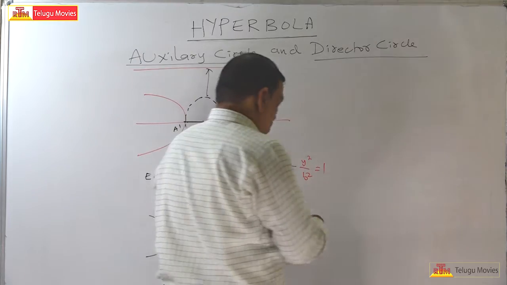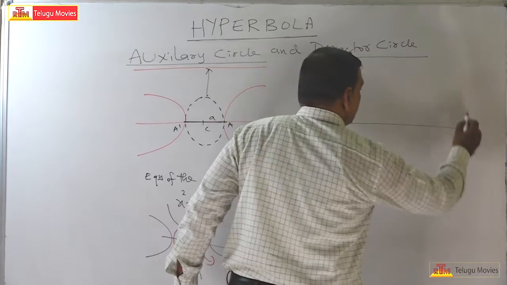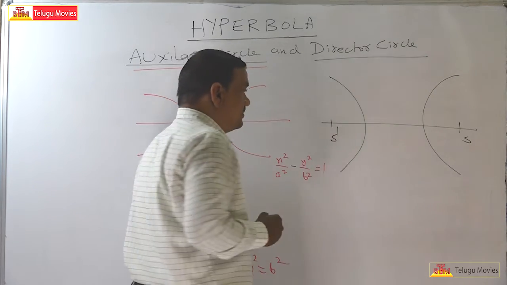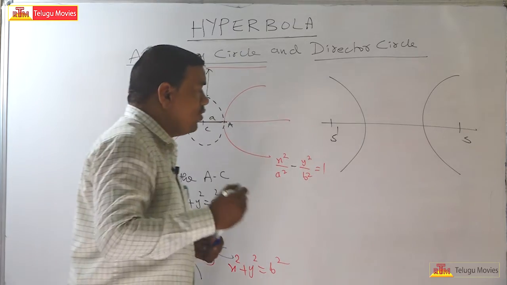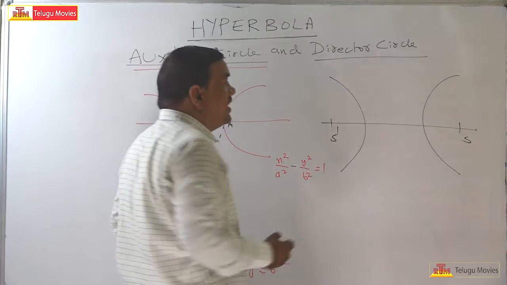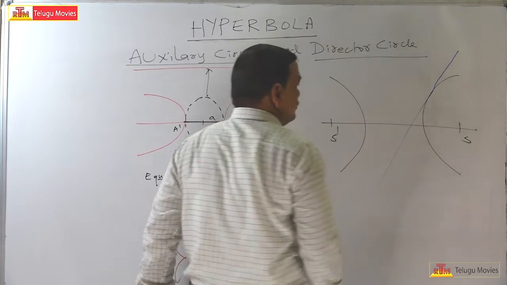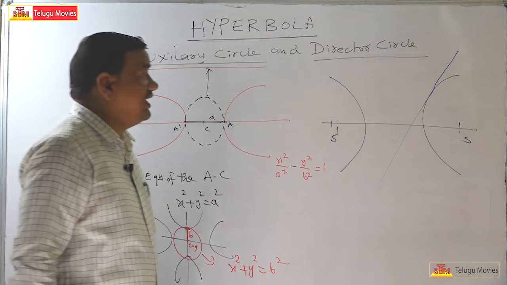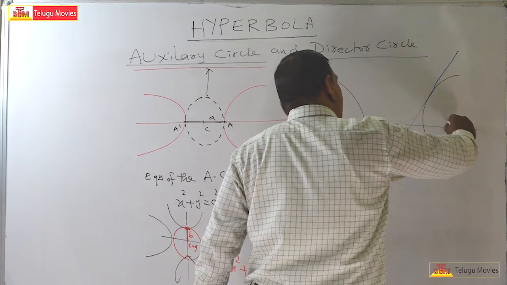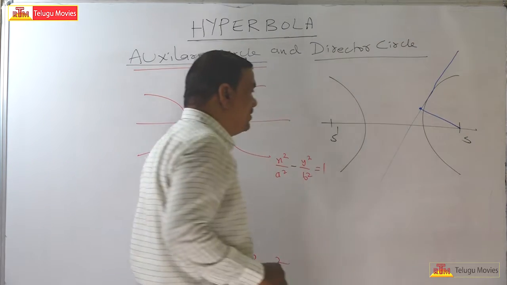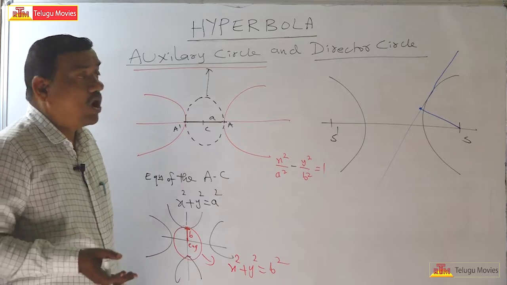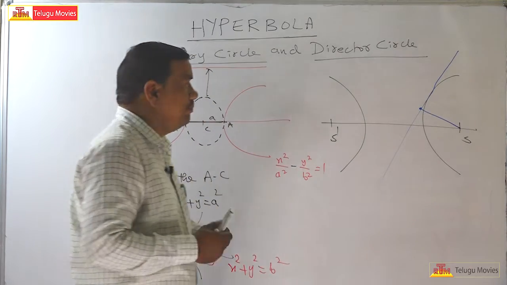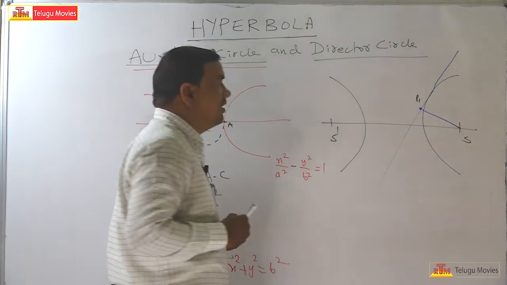Another definition is this. Let us take the foci S and S dash of the hyperbola. Let us draw a tangent here. From S, the foot of the perpendicular of the focus on the tangent, let it be some point P1.